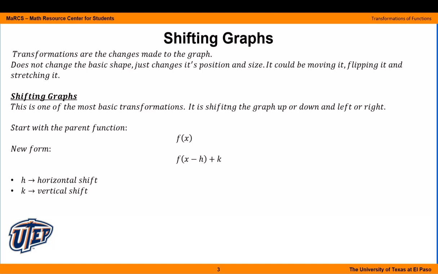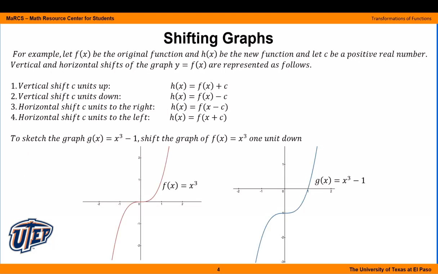A transformation is any change made to a graph. Shifts are one of the simplest transformations. They move a graph without changing its shape. We use the form f of x minus h plus k, where h controls the horizontal movement and k controls the vertical movement. So we're taking a known graph and sliding it in different directions. Let's look at how these shifts work.